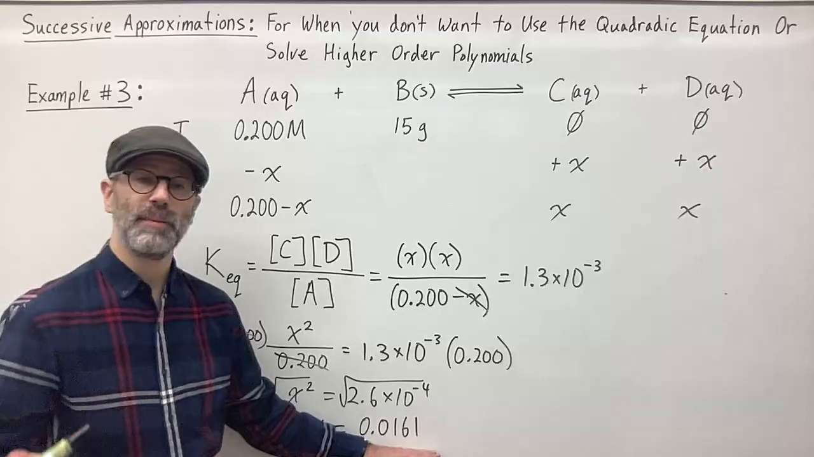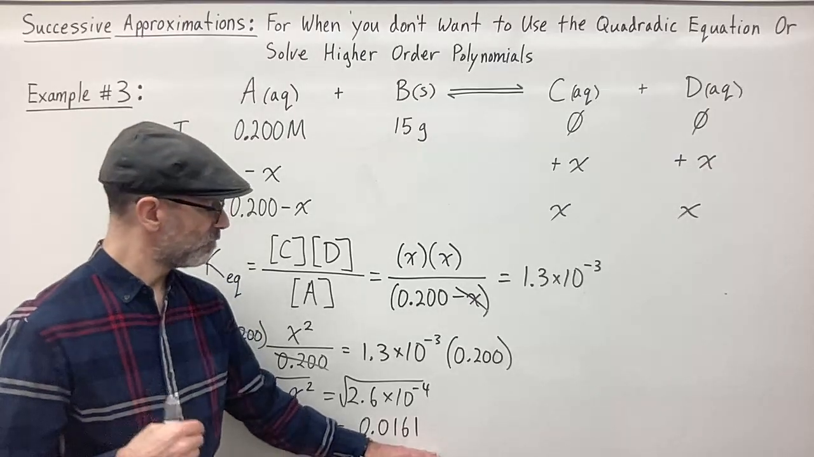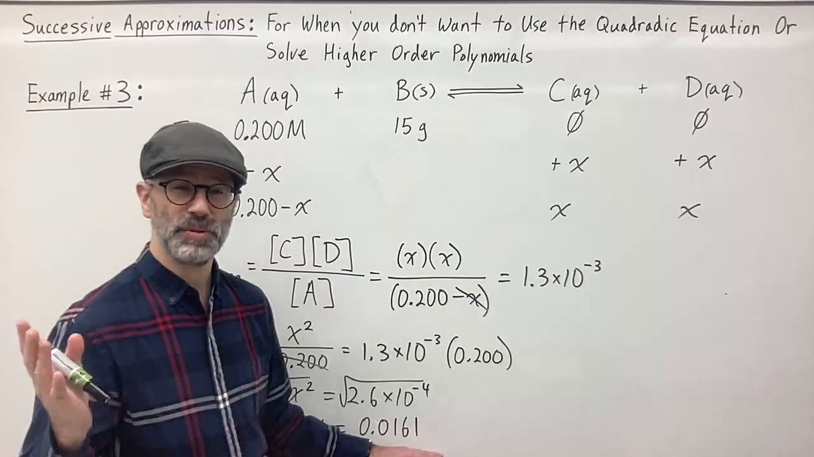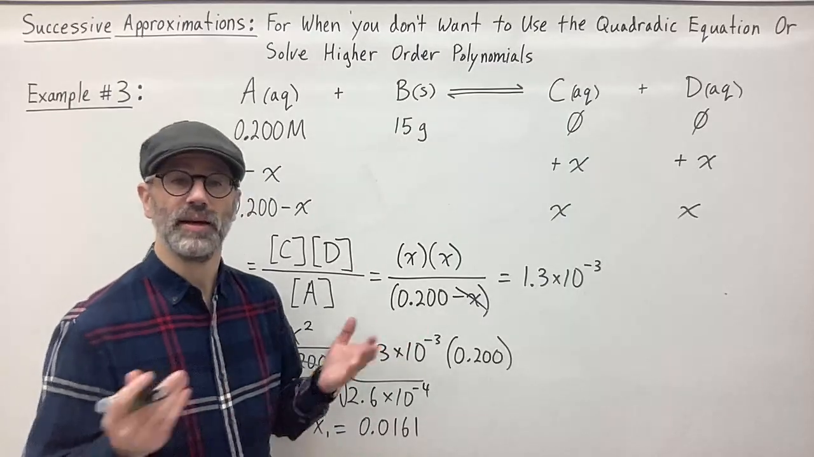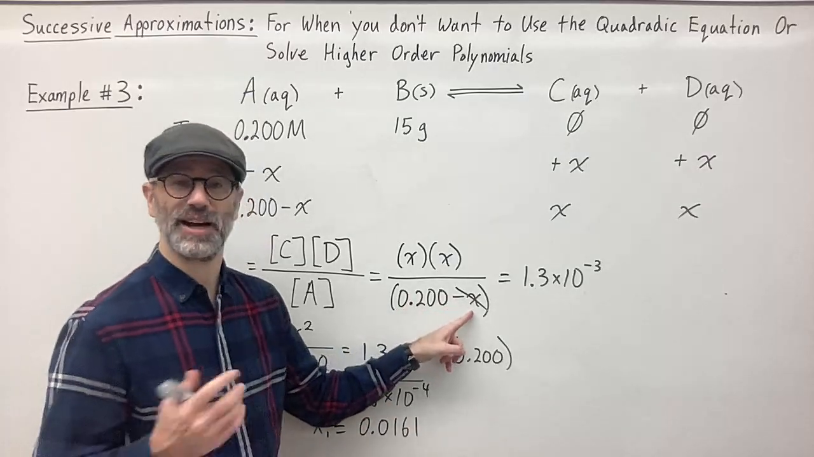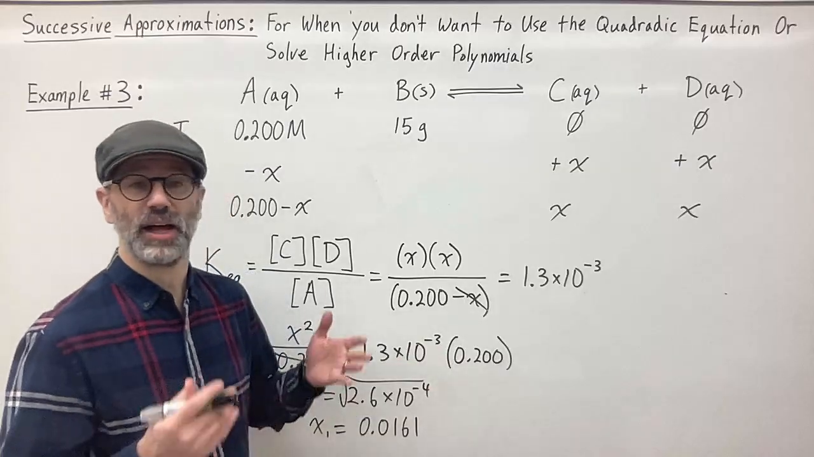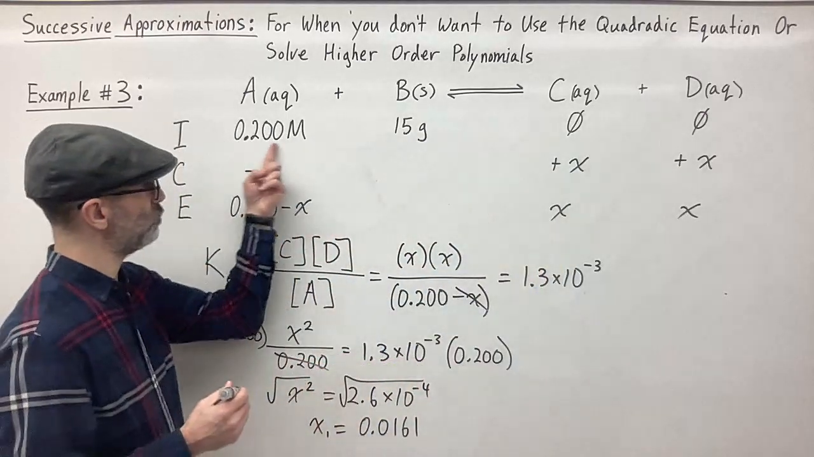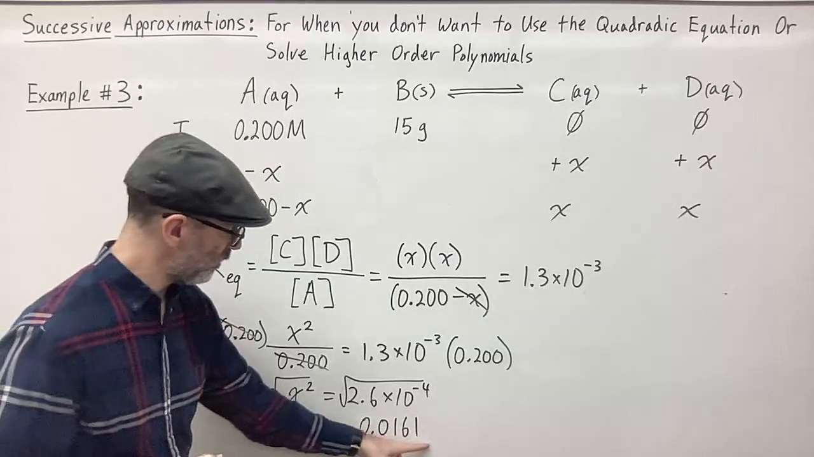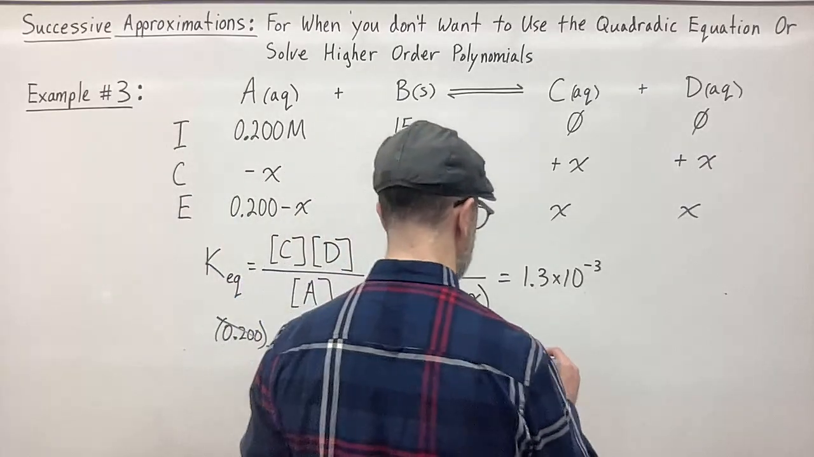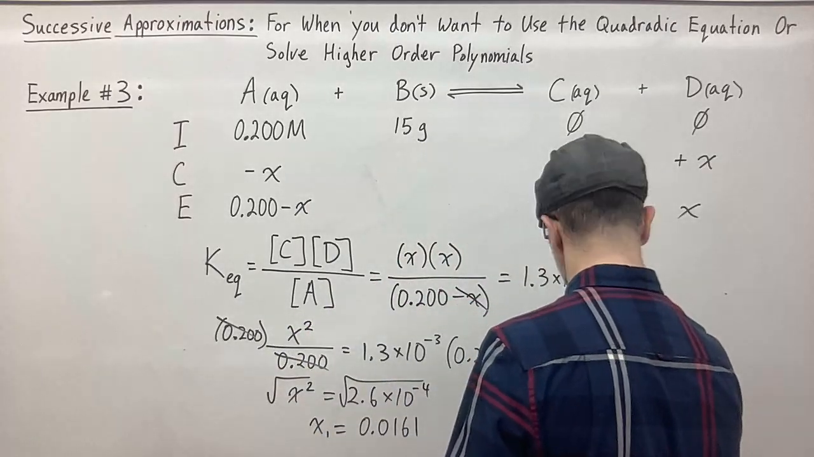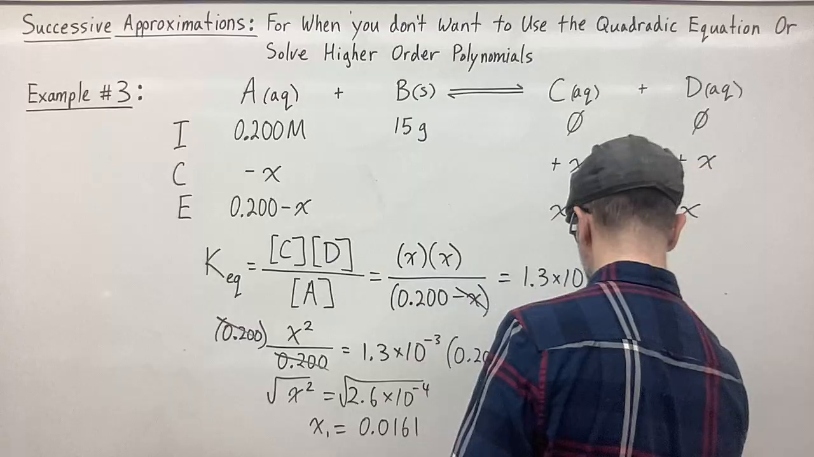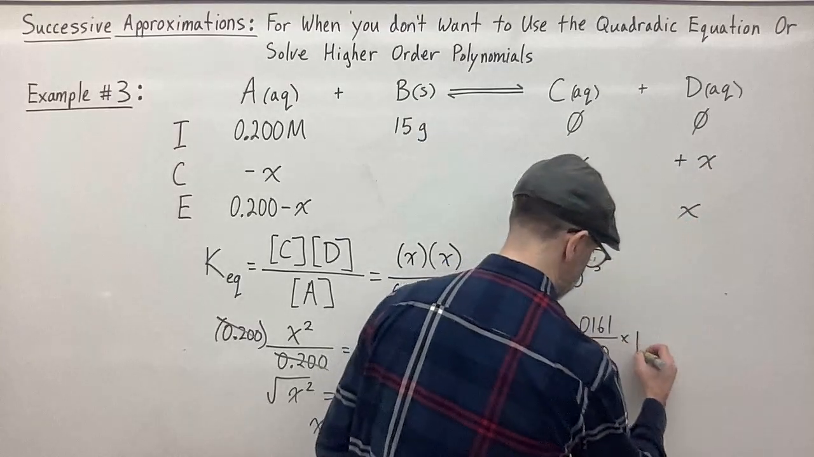Now, we're going to see if that passes the 5% rule, meaning that if it's 5% or greater, then it doesn't pass. If it's less than 5%, then we know that our assumption here that x is negligible is valid. If it's not valid, it's going to be higher than 5%. So for the 5% check, that's going to be this x divided by the initial concentration that we started with, so the change divided by the initial concentration. So 0.0161 divided by the initial concentration, which is 0.200. Multiply that by 100.